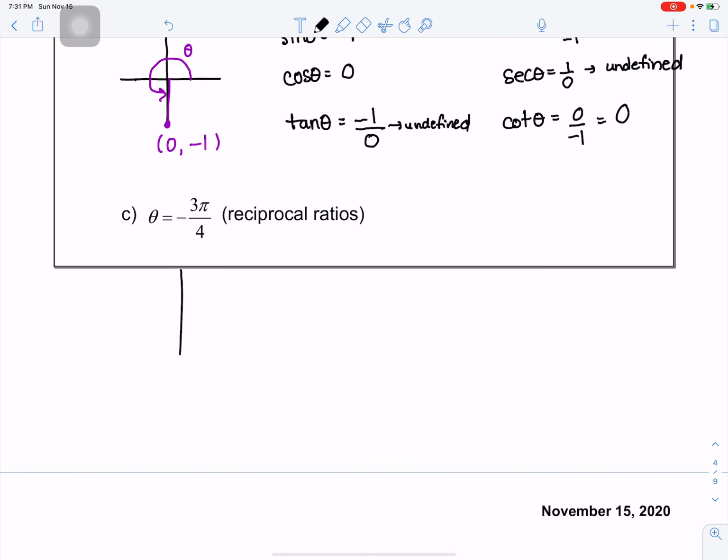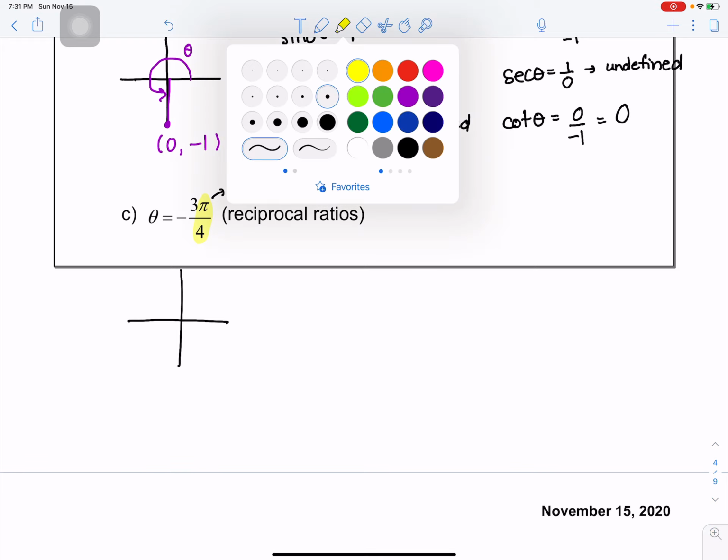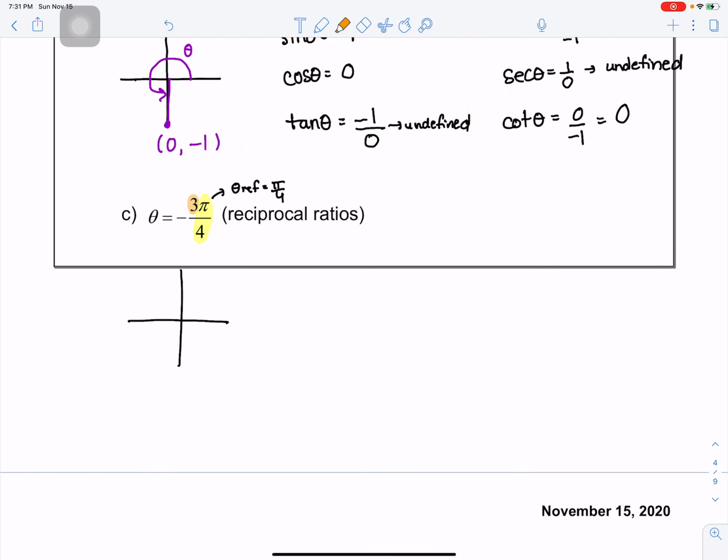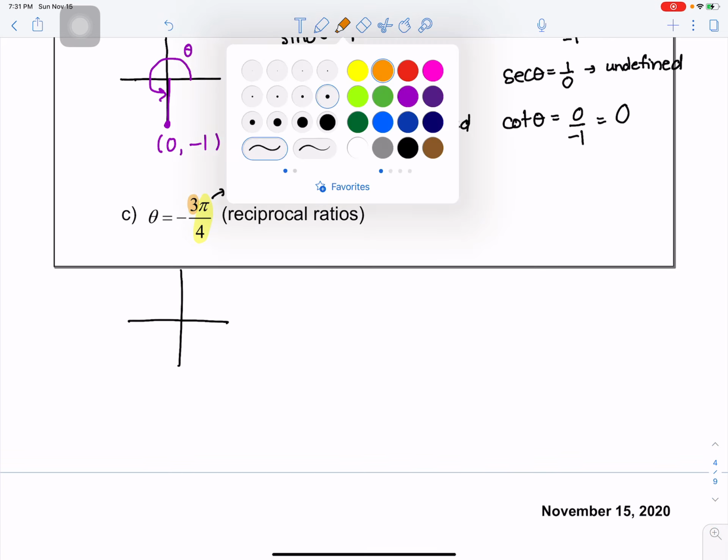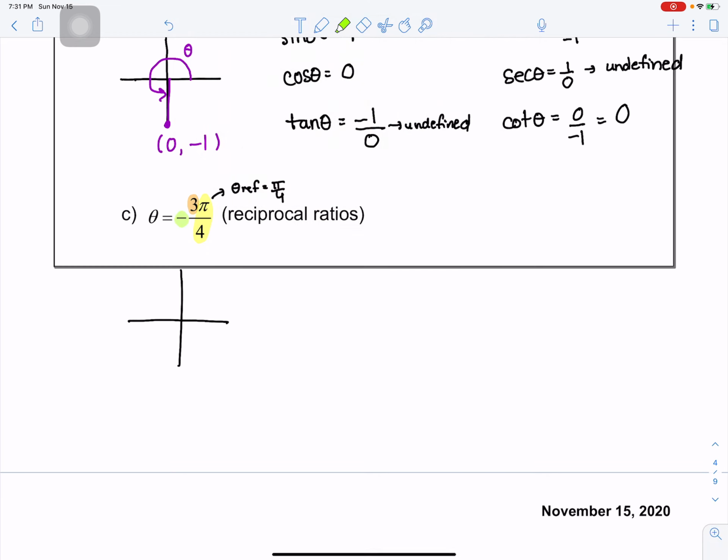Okay, this time I only want my reciprocal ratios. I identify my base angle, which is giving me my reference. My theta reference, in this case, is pi over 4. I have 3 multiples of pi over 4, which is why this 3 is out here. I have 3 multiples of 45, so I'm at 135. And then I need to move in a clockwise direction because that's negative. So 0, 45, 90, 135, moved in the negative direction, which is -3 pi over 4.